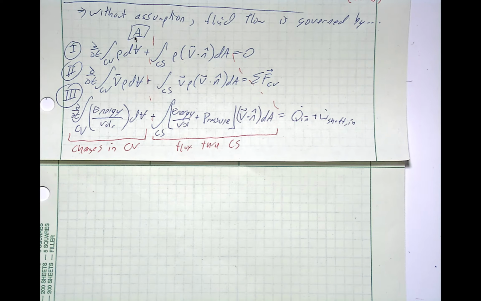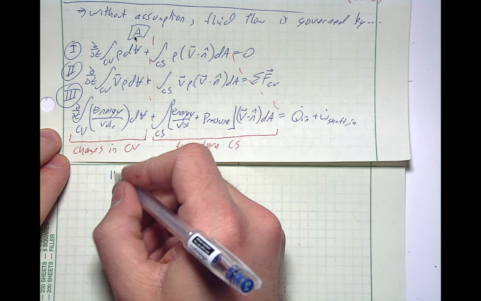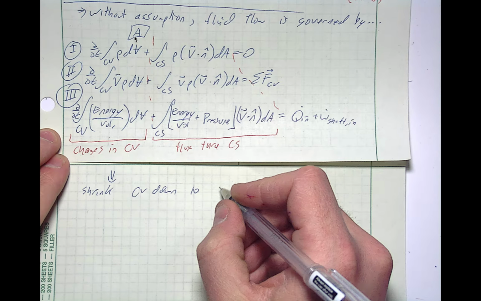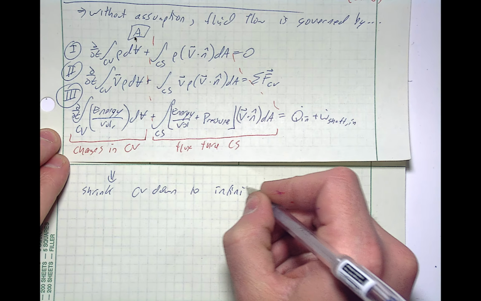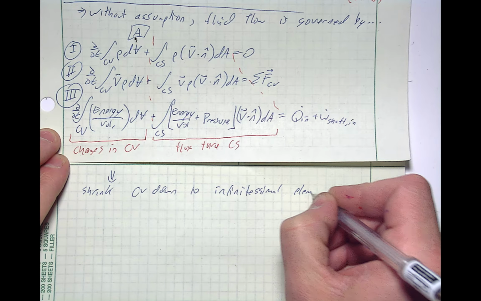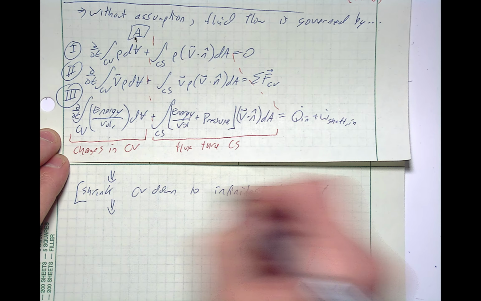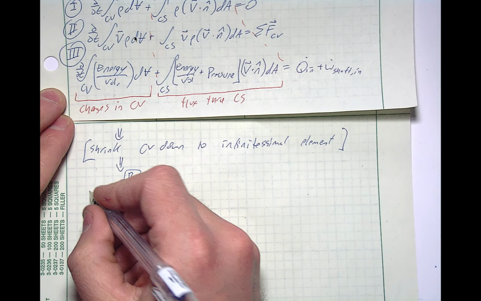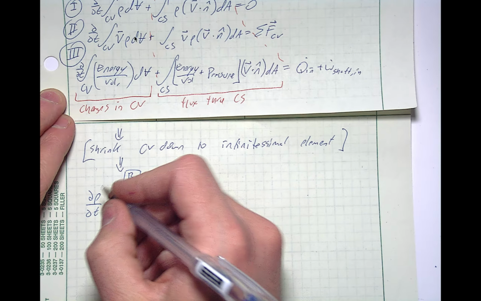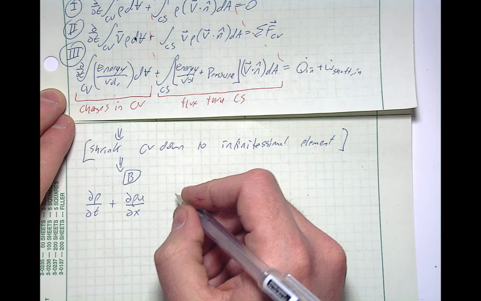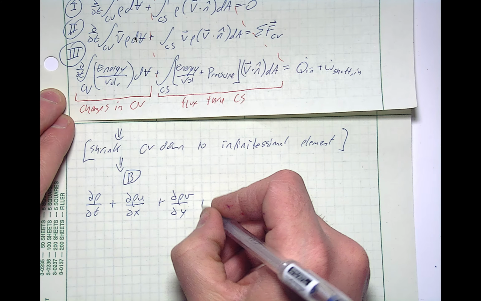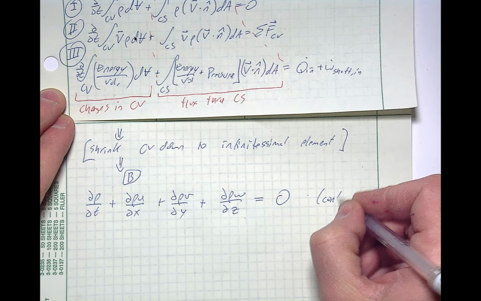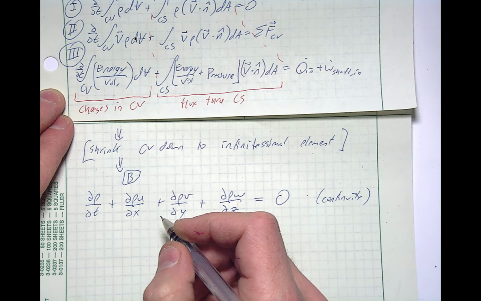Okay, if we then shrink our CV down to an infinitesimal element, we are left with B, our differential analysis, which instead of integrals over the control volume, our fundamental laws are related through partial differential equations. And again, we're not making any assumptions here. Here's our continuity equation written in differential form, or conservation of mass.